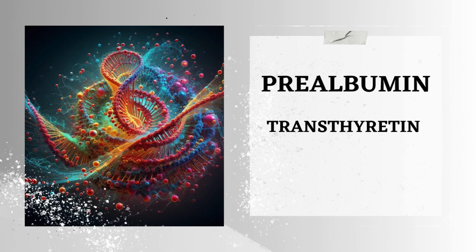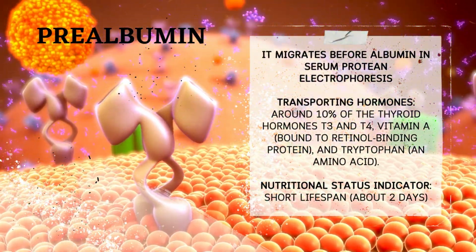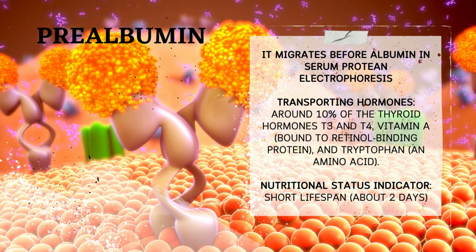Unveiling the abundant players in blood plasma. Pre-albumin, also known as transthyretin, is a key player in the blood with a vital role in transporting various molecules. While it migrates slightly faster than albumin during protein electrophoresis, a technique for separating proteins, its functions are just as important.